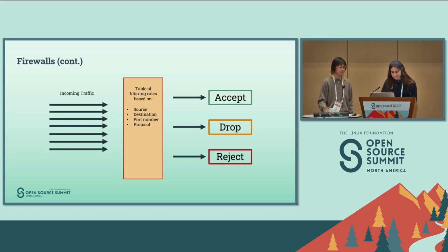If we want to look at this in a diagram, we can see that here we have incoming traffic, and it is going to be passed through the firewall, which is a table of rules that filter. These rules can be based on the source IP, the destination IP, the port number, or the protocol. And depending on how the traffic is analyzed and passed through these filters, we can either decide to accept the traffic, we can choose to drop it and not send any response, and we can also choose to reject it, which sends back some sort of error message.